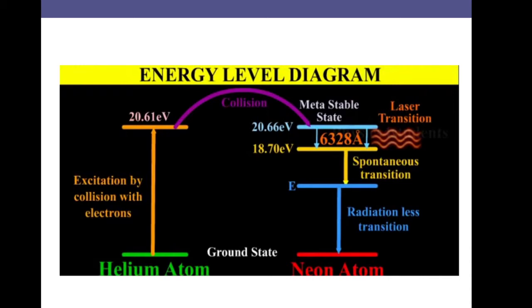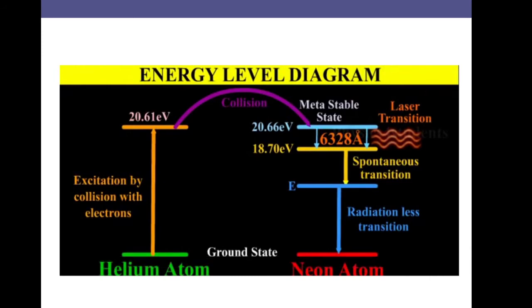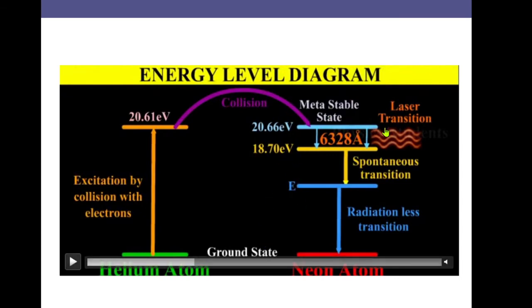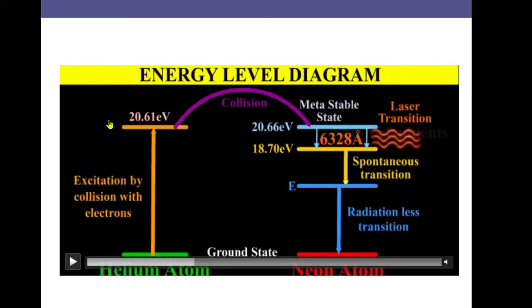Helium atoms are excited by electrons to the energy levels shown here. These levels have longer lifetime. Let's call these E1, E2, E3 and E4. These are the excited states of the neon atom, and this is the excited state of the helium atom.